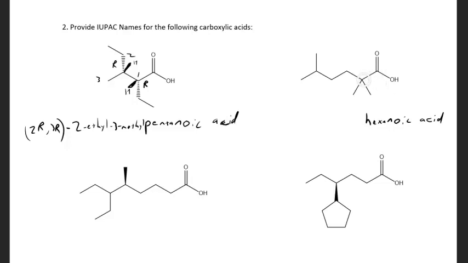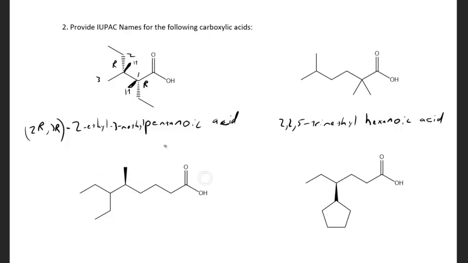We have 2 methyl groups at carbon number 2, and 1 methyl group at carbon number 5. So this is 2,2,5-trimethylhexanoic acid.